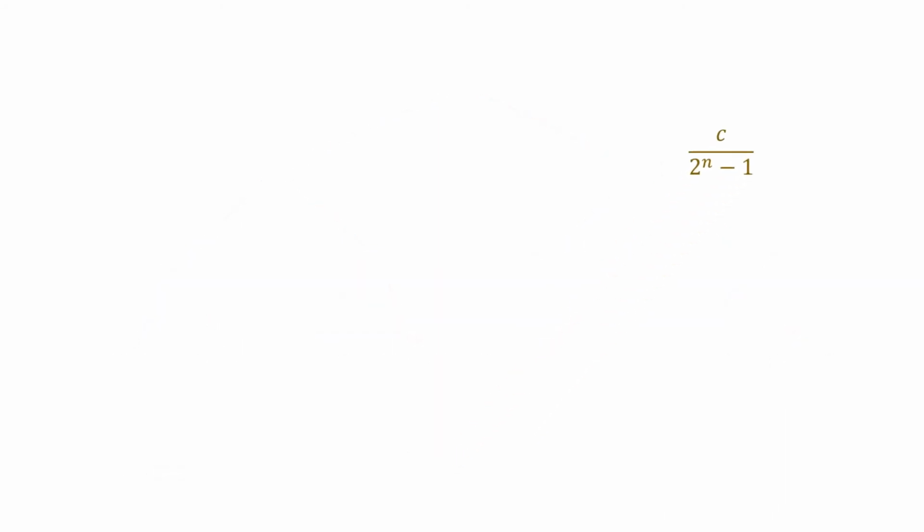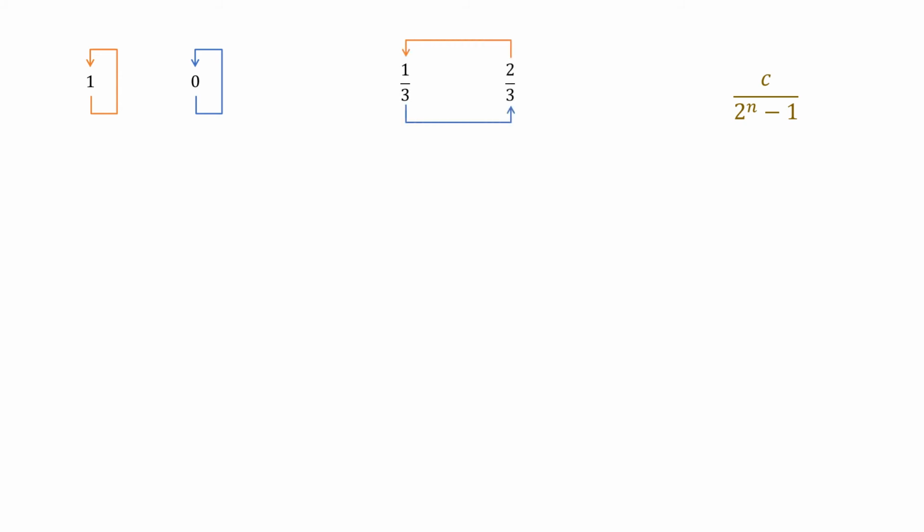With n being equal to 1, the denominator will be 2 to the power of 1 minus 1, which is 1. So they make integers. The only possibilities are 1 and 0. 1 becomes itself with an orange arrow, while 0 becomes itself but with a blue arrow. With n equals 2, we have an alternation between 1/3 and 2/3. With n being equal to 3, we get 2 different cycles with denominator 7.